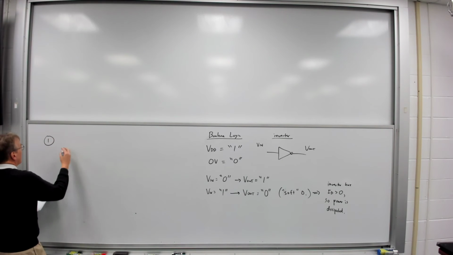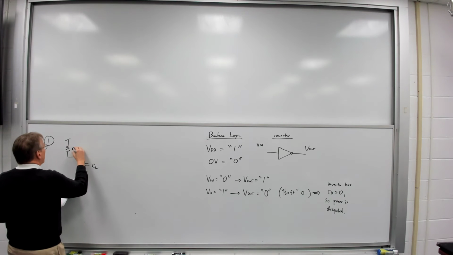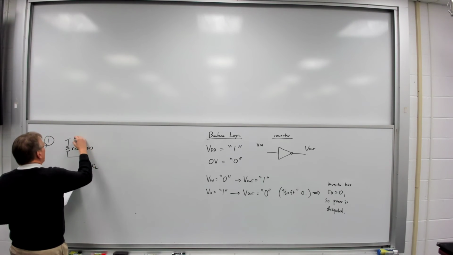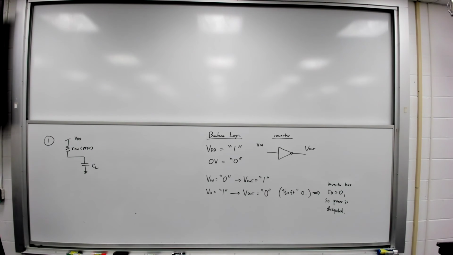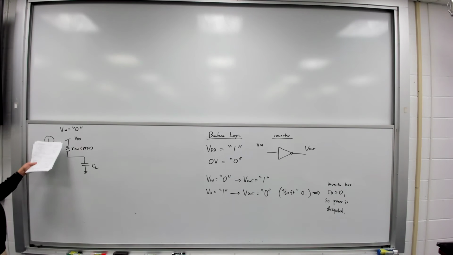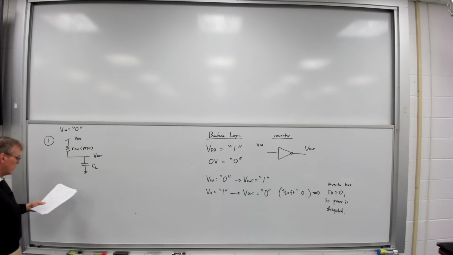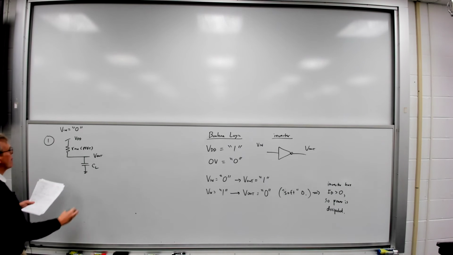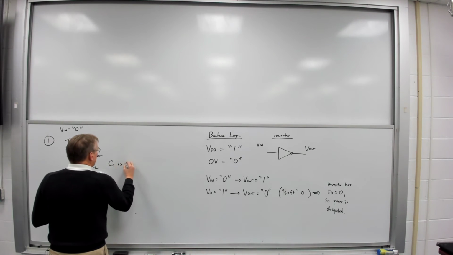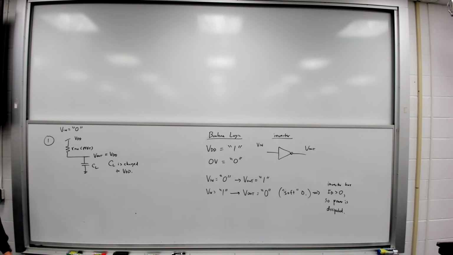So step 1. I'm going to assume a starting condition. I'm going to assume that in this case, Vn is equal to 0. The PFET's on, the NFET is off, and I'm going to assume that this capacitor C sub L is charged to VDD. So V out is equal to VDD, and this thing is completely charged. I'm starting with a steady state assumption, right? We know all about that.